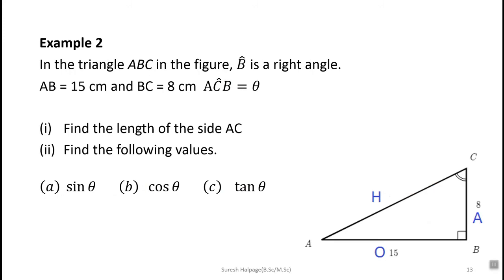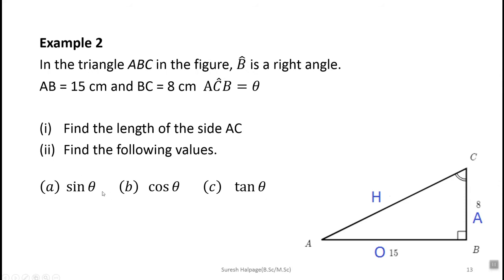Example number 2. In the triangle ABC in the figure, angle B is a right angle, AB equal 15 cm, BC equal 8 cm. Angle ACB equals theta. Find the length of side AC, the hypotenuse. Find the following values: sin theta, cosine theta, tangent theta. So let us figure out sine of theta, cosine of theta, tangent of theta.